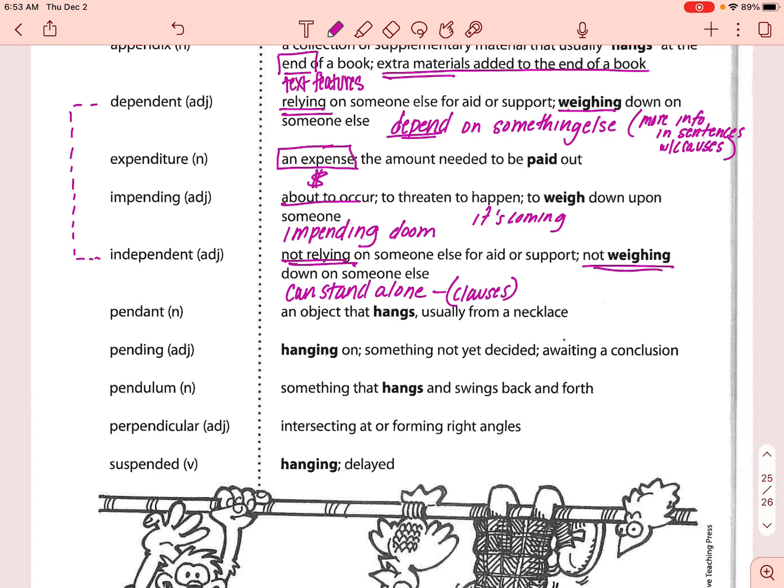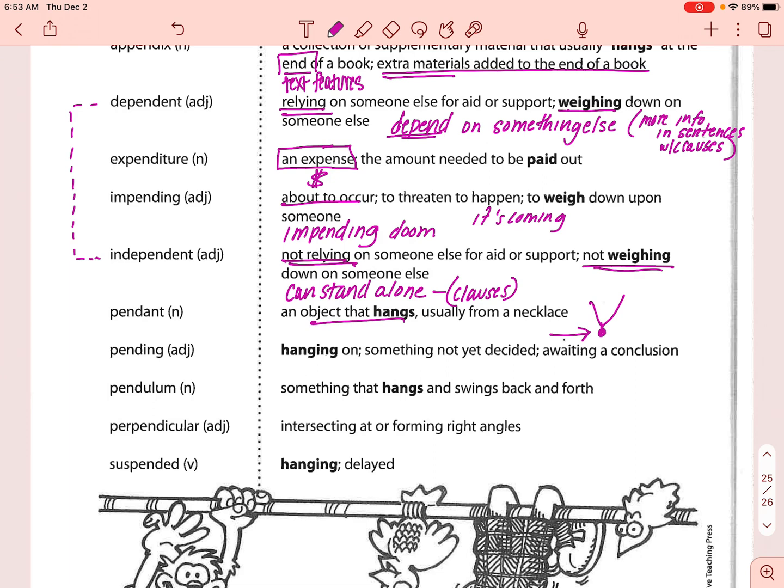The next one here is a pendant. A pendant is an object that usually hangs, okay? Usually from a necklace. So if you've ever seen a necklace that has something with a little hook on the top of it, so you've got your necklace like this around somebody's neck, and it's got this little hook, and it's whatever's hanging down here, okay? This is the pendant. It's the object that hangs.